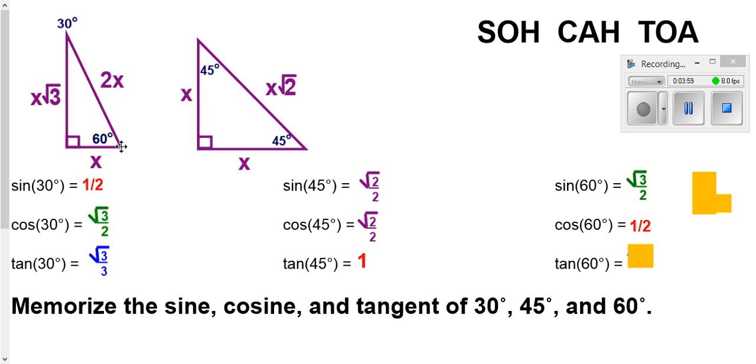Then we'll look at the tangent of 60. So we go opposite of x root 3 over our adjacent of x. The x's drop, and you're left with just your root 3.